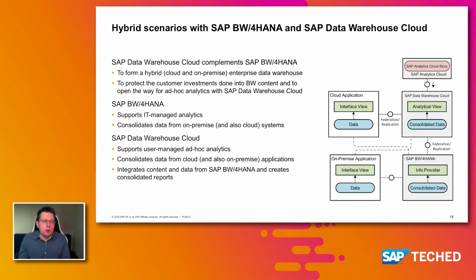One of very important topics is the support of on-premise and data warehouse scenarios. In this case, we recommend to use SAP BW for HANA in combination with SAP Data Warehouse Cloud, which together form the enterprise data warehouse. In this way, we also support the investments of customers that are done into BW content. And by the combination with Data Warehouse Cloud, we also open the way for providing ad hoc analytics.